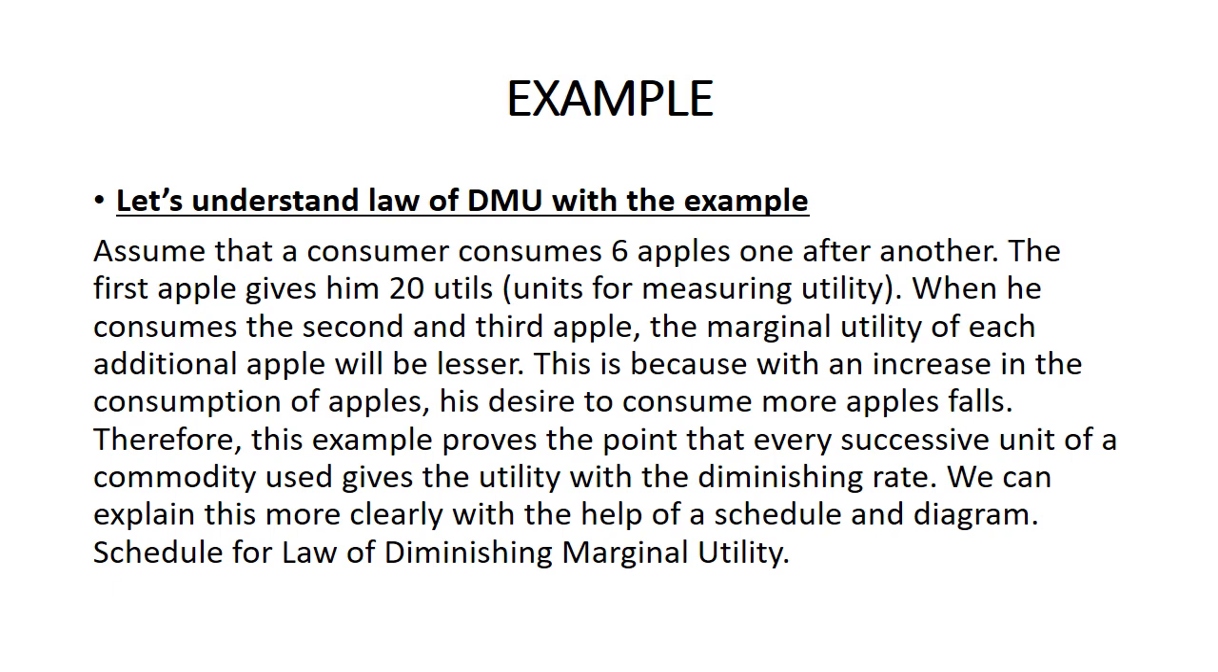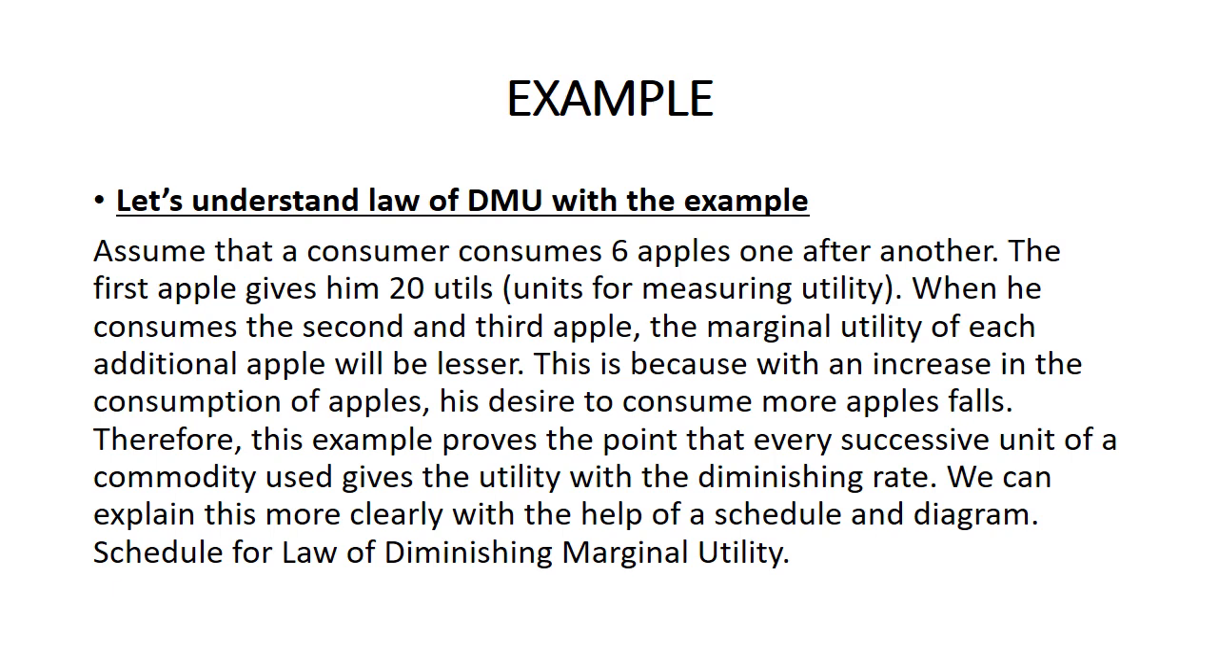Now here we have an example. That example says, assume that a consumer consumes 6 apples one after another. The first apple gives him 20 utils. A util is basically the imaginary unit for measuring the utility. Now when he consumes the second and the third apple, the marginal utility of each additional unit would be lesser.